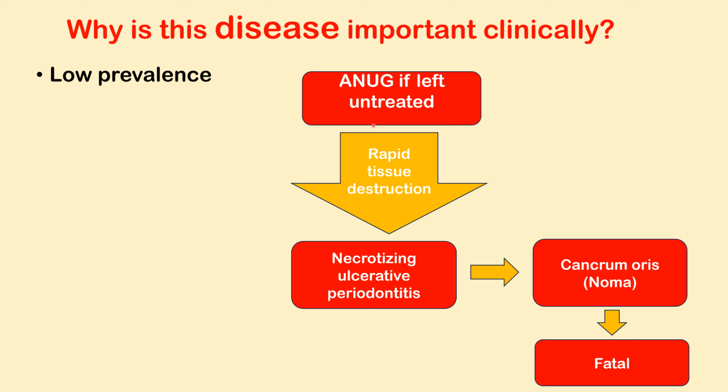So, why is this disease important clinically? Though ANUG has a low prevalence rate, if it is left untreated, it can rapidly destroy the tissues and further cause necrotizing ulcerative periodontitis, in which, along with the gingiva, the alveolar bone is affected. Later on, it can progress to cancrum oris, also known as noma. In this, even gums, cheeks, and lips are involved, and it is a fatal condition.